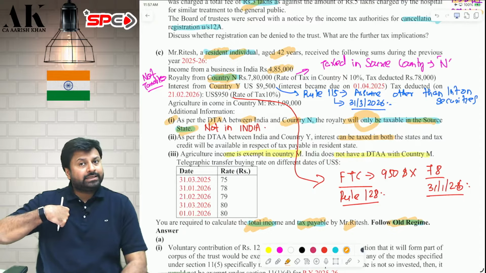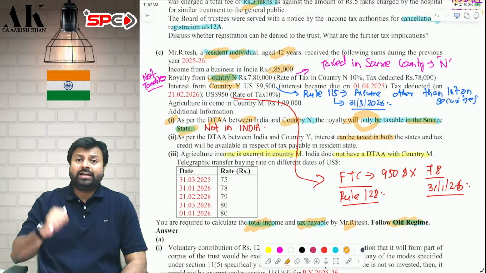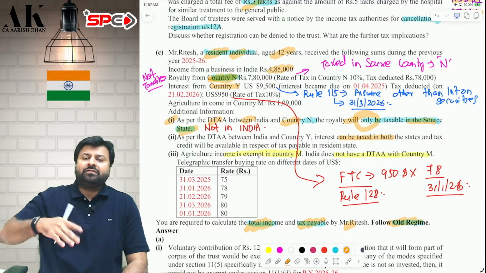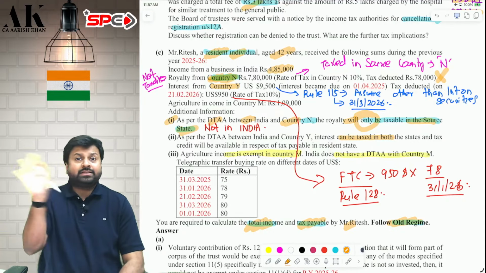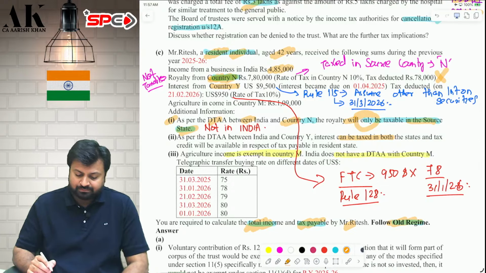Because Ritesh is a resident of India, India is the resident state and country N is the source state, and the royalty earned from country N is taxable in country N only. Therefore, you do not take this in India, please. Do not take this in India. This is not taxable in India. Ignore this. I hope it is clear to all of you.